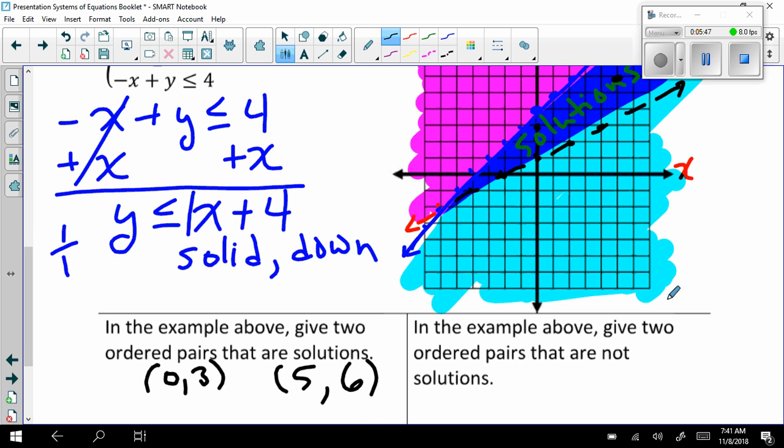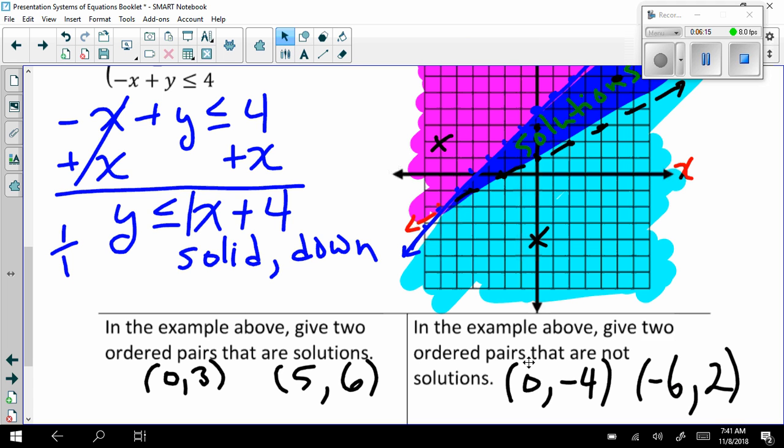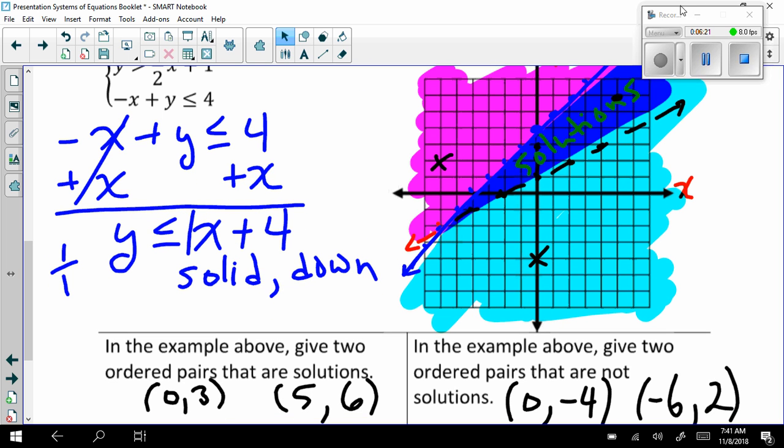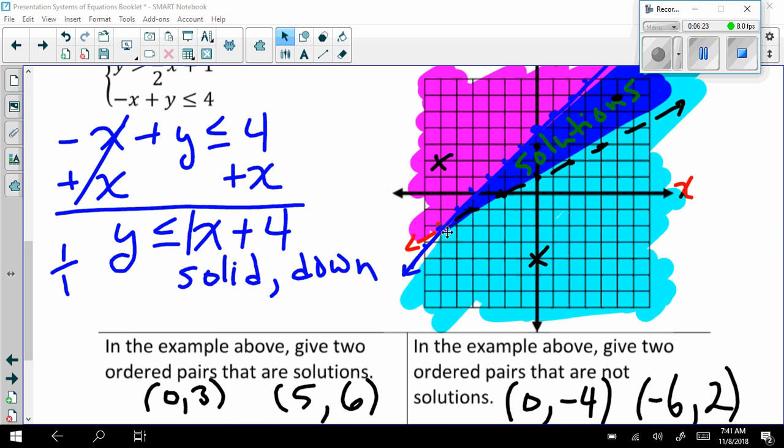And then two points that are not solutions. Well, there's lots of those as well. So I could go right there if I wanted to. I'm just randomly picking anything not in that shaded region. So that would be 0, 1, 2, 3, 4, so (0, -4). Or I could go over here. That's 1, 2, 3, 4, 5, 6. So -6 for my x, +2 for my y. There are literally infinite things we could put for each of those. I just want you to get the idea that inside the shaded region are our solutions, and outside the shaded region, they're not solutions.